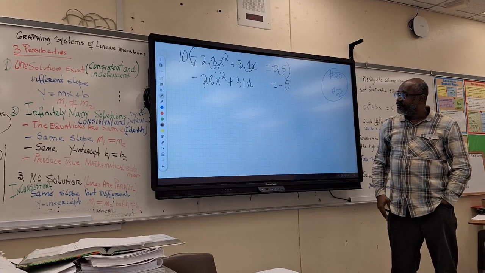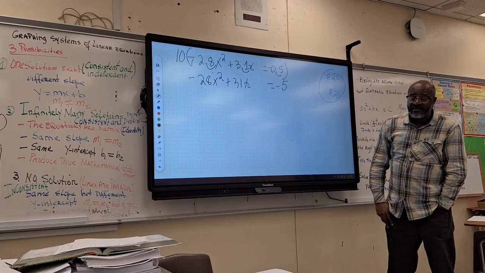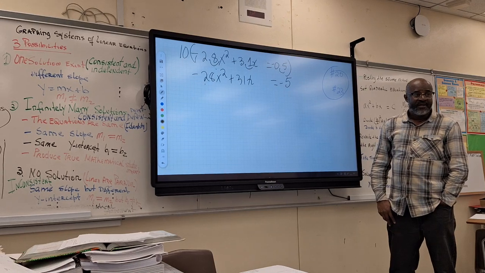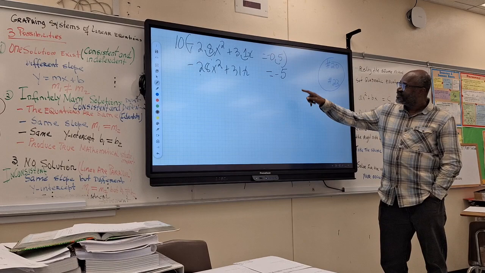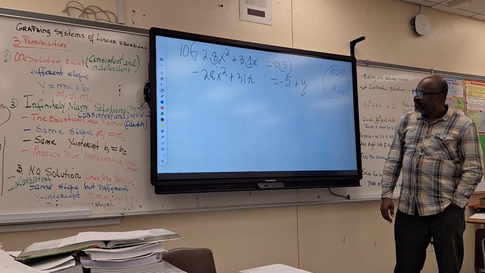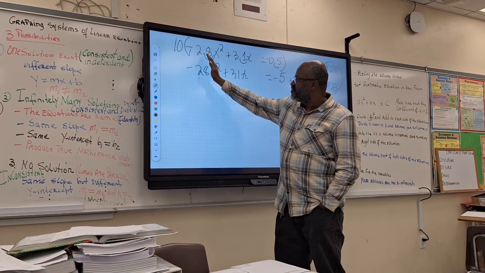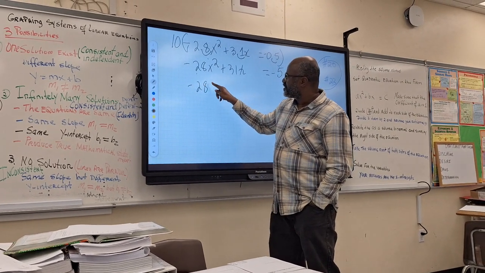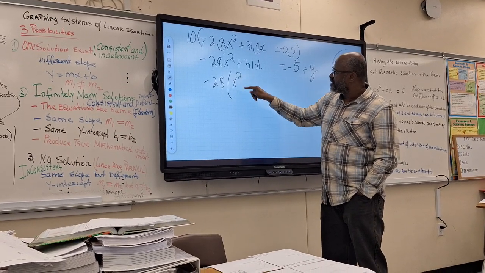So I need to write this in vertex form so I can identify my vertex, right? Here I use completing the square, so that is what I will do. So let this be y, right? First, this is negative 28. There's a number here. I need to factor this out. Negative 28. What goes inside the parentheses? x squared.